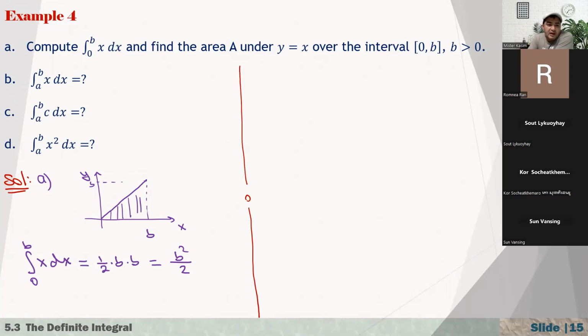And how about if it is from a to b, not from 0 to b? So a to b, let's say this is b. We are considering this case.